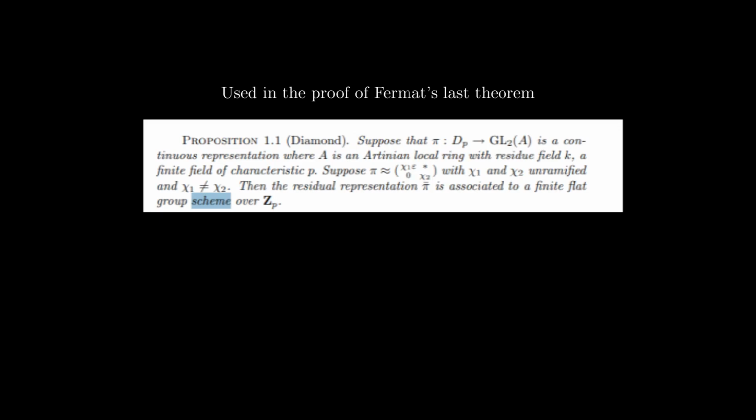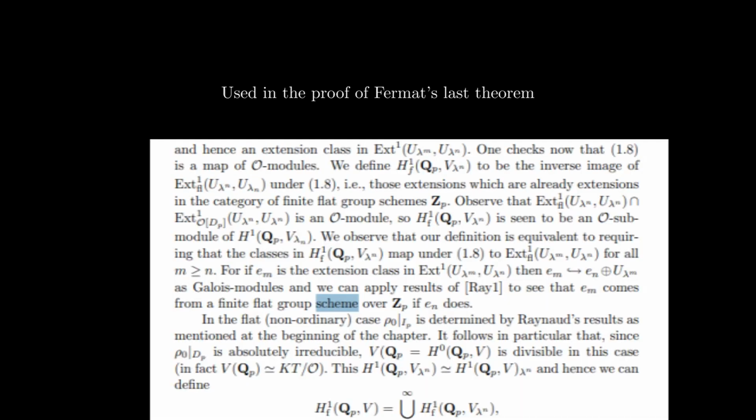Schemes are also used in the proof of Fermat's last theorem by Andrew Wiles. For example, Wiles used properties of representations associated to a special kind of scheme, finite flat group schemes, over the p-adic integers. So, what are you waiting for? Let's get started.